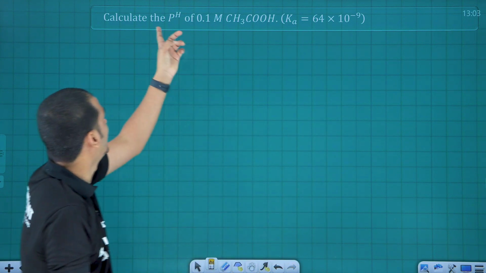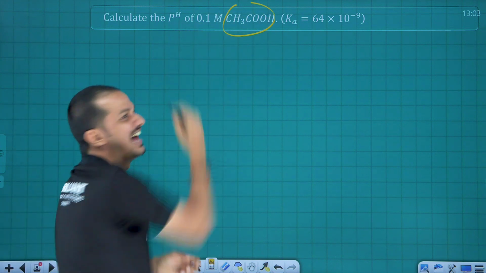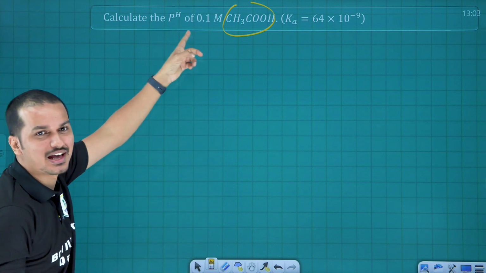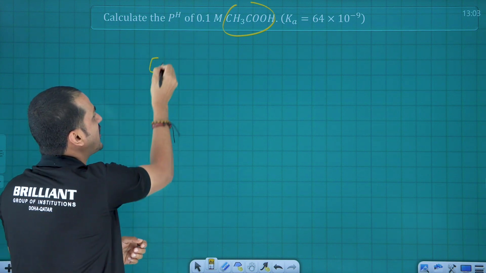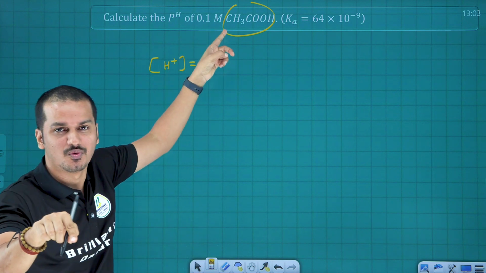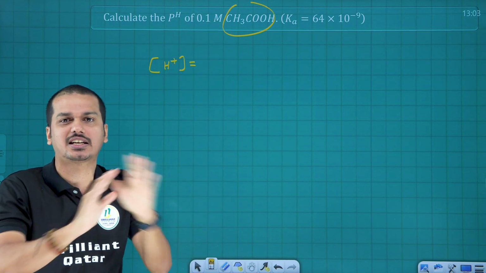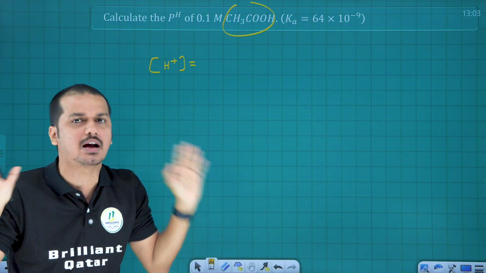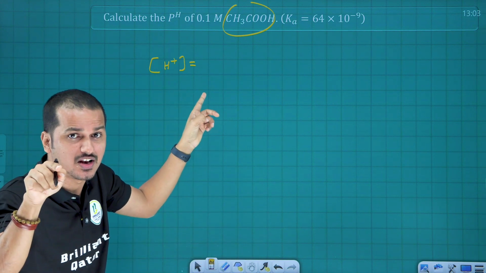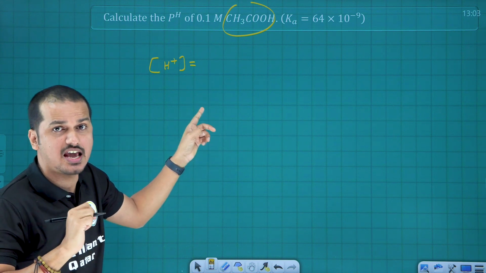Correct? So here, CH3COOH, acetic acid, is a weak acid. So what's the concentration of H plus? I cannot write 0.1. Why? Because that 0.1 does not dissociate completely. Clear? So what's the concentration of H plus for a weak acid? We calculate either C alpha or else root of Ka into C.